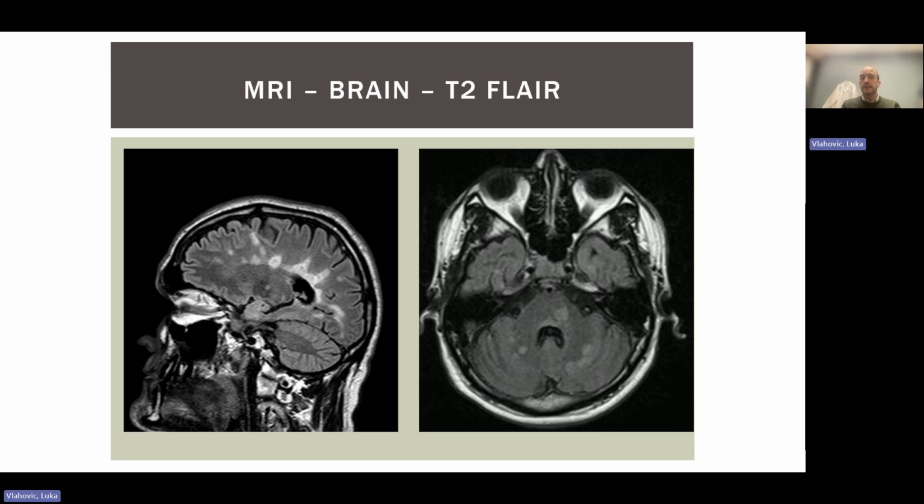So those are these typical lesions that usually follow veins, and that's why they have what's called in the medical textbooks finger-like projections, almost arising from these ventricles.